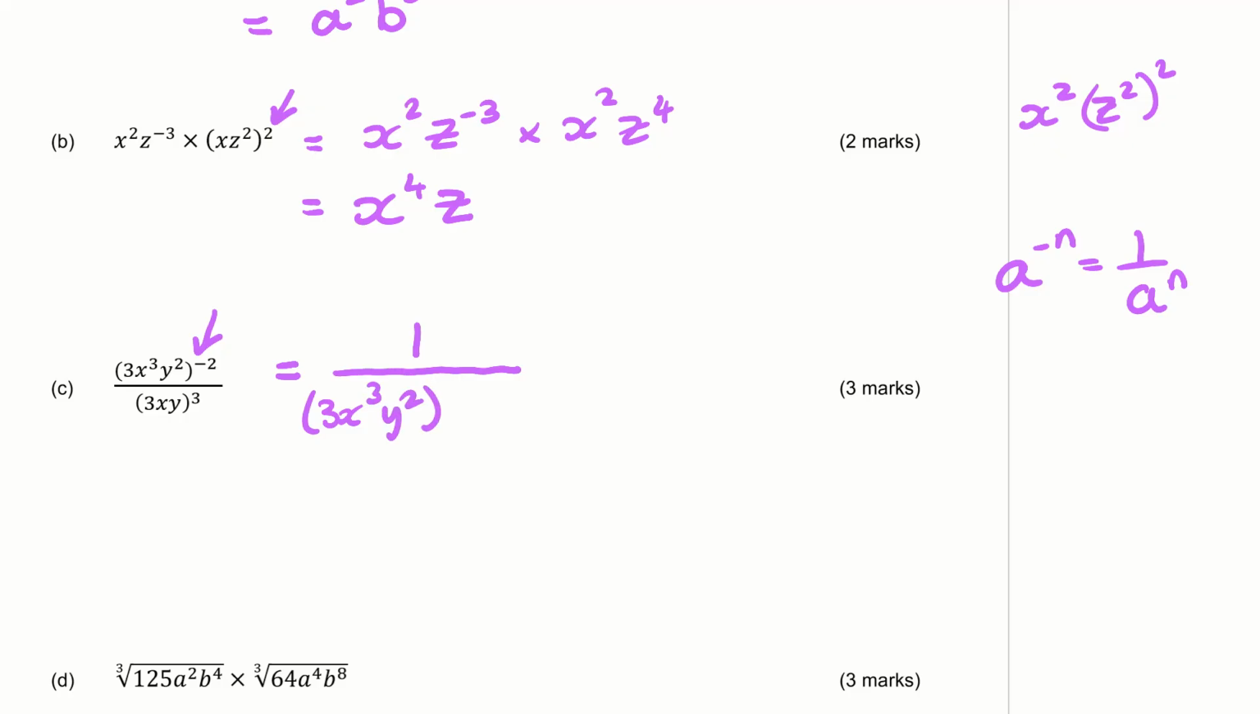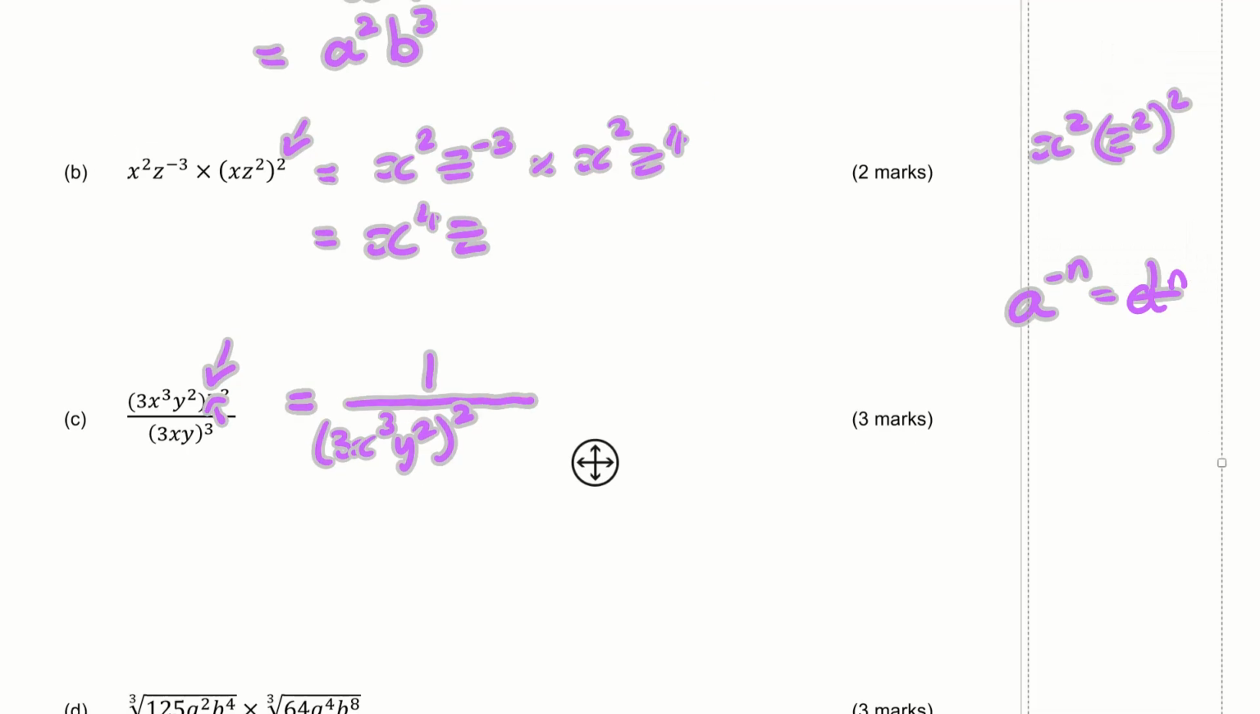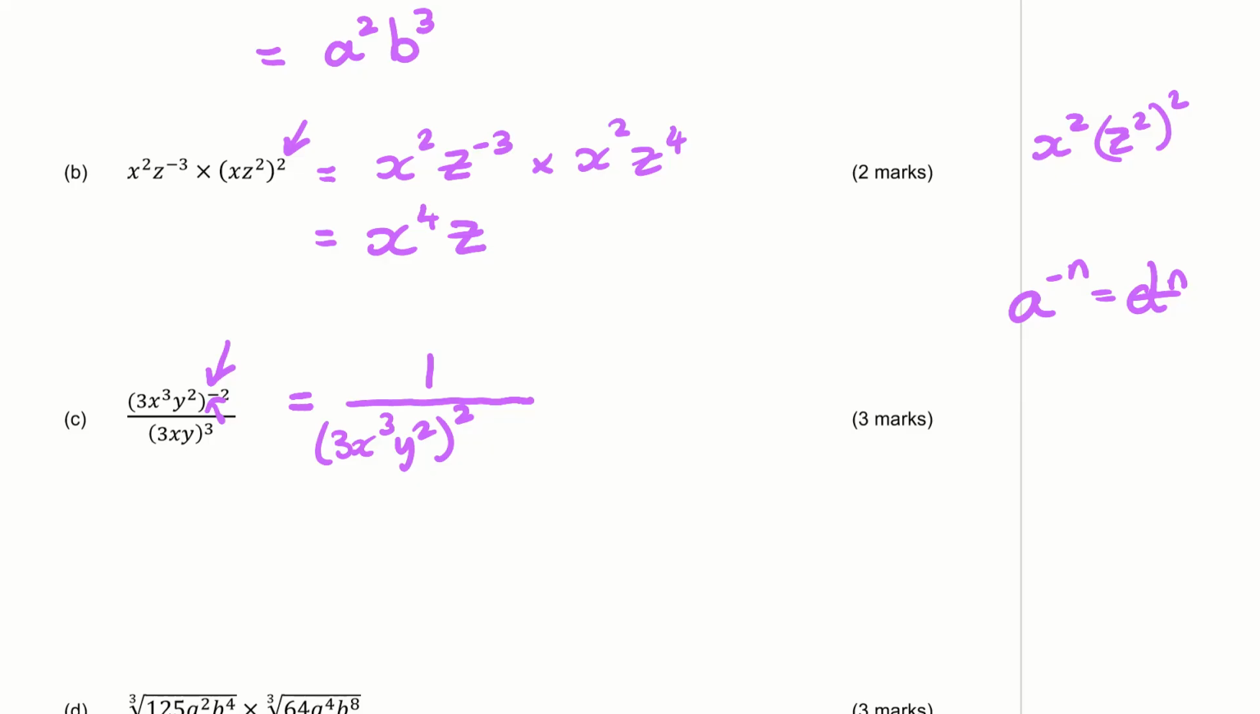y squared. And now it's just to the power 2 because the negative has been used up in moving it down to the bottom. And that is then going to be multiplied by 3x y cubed, which was already on the bottom. Okay, so remember that the squared here will apply to everything in the bracket.